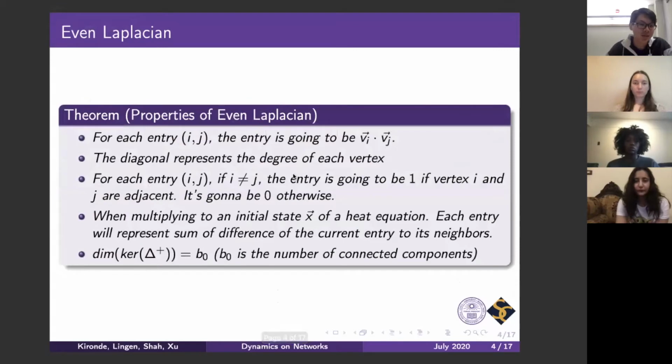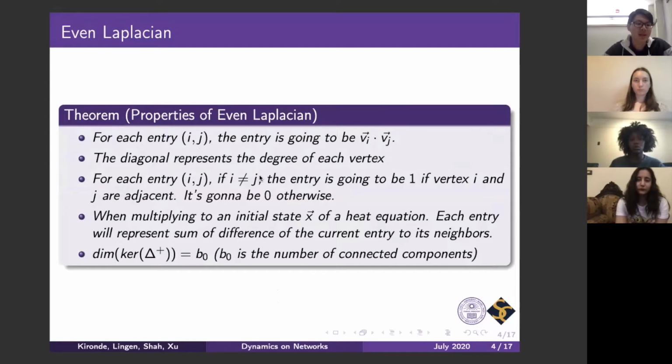So here are some of the properties of the even Laplacian. First, for each entry ij, the entry is going to be v_i dot product v_j. Next, the diagonal represents the degree of each vertex. For each entry that is not on the diagonal, the entry is going to be 1 if the vertices i and j are adjacent. It's going to be 0 otherwise.